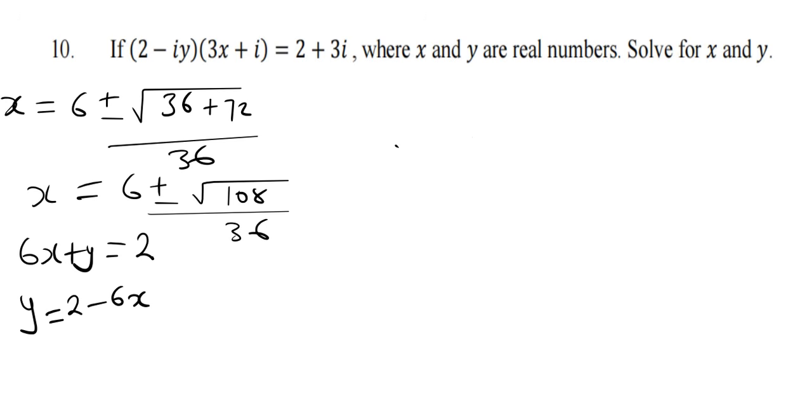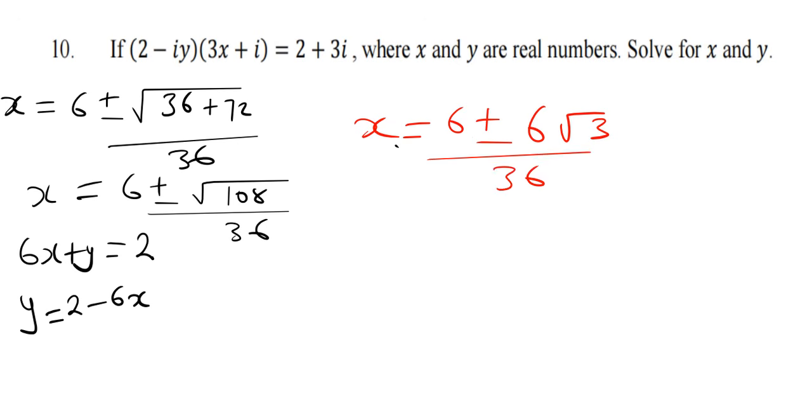So our x in this case is just going to be 6 positive or minus the square root of 108, which is going to be 6 root 3, because it's going to be 36 multiplied by 3, and the square root of 36 is 6. Then divided by 36. Now that we've got this, I can simplify it further.